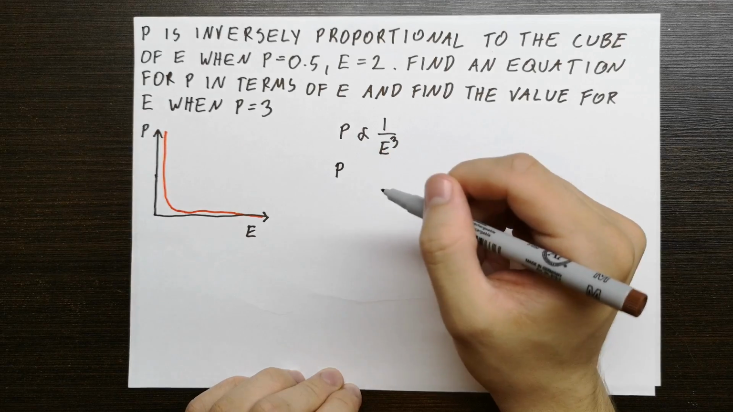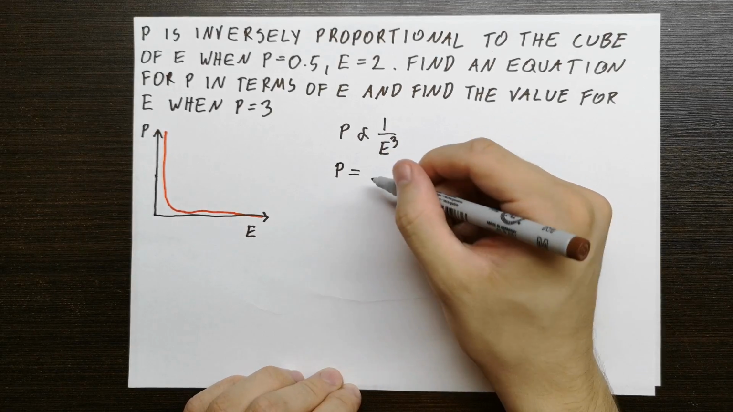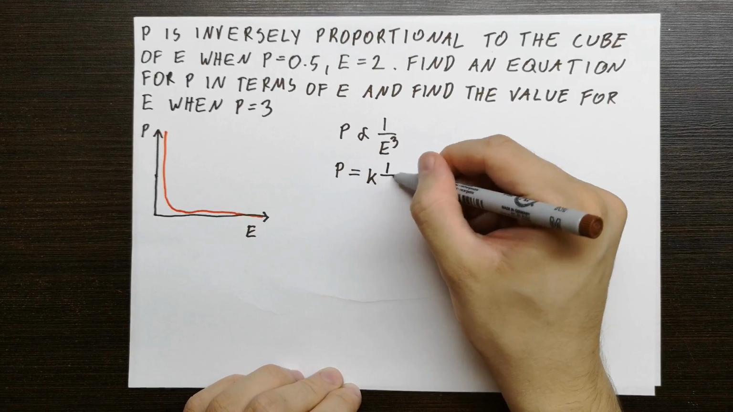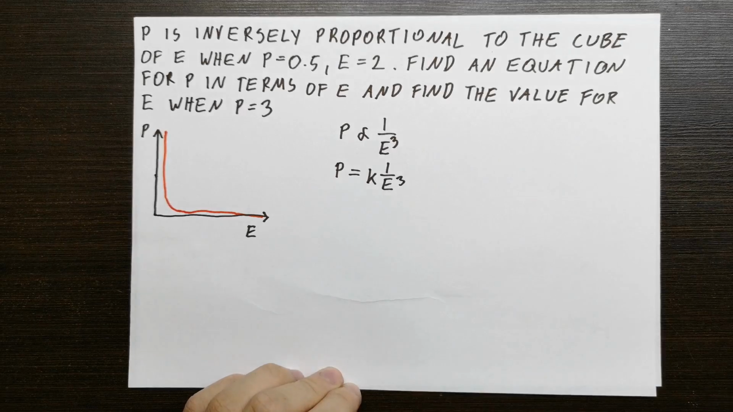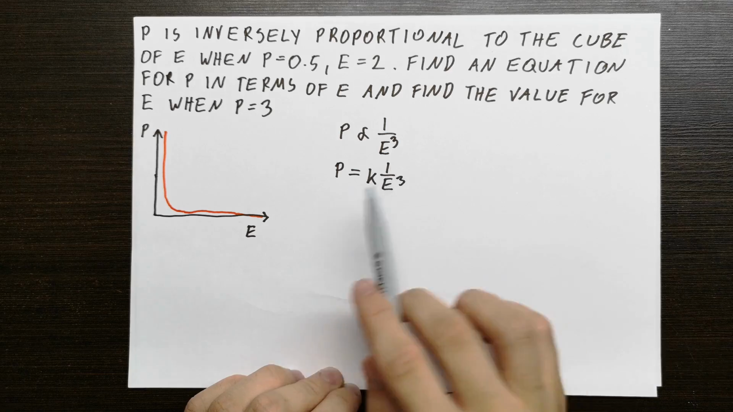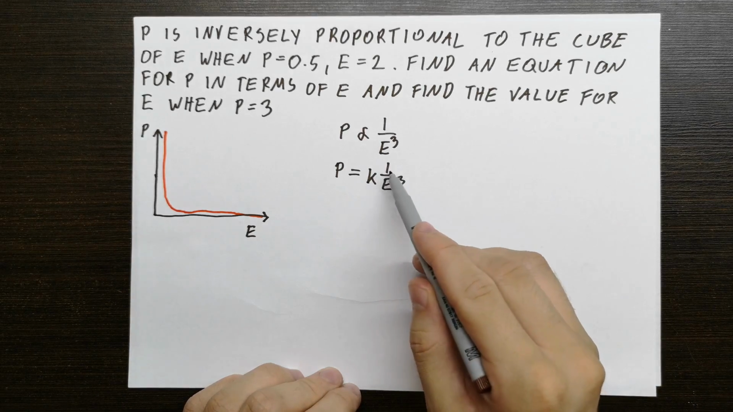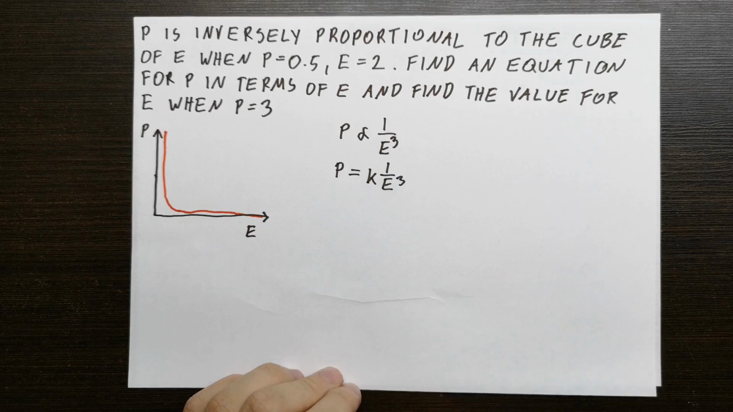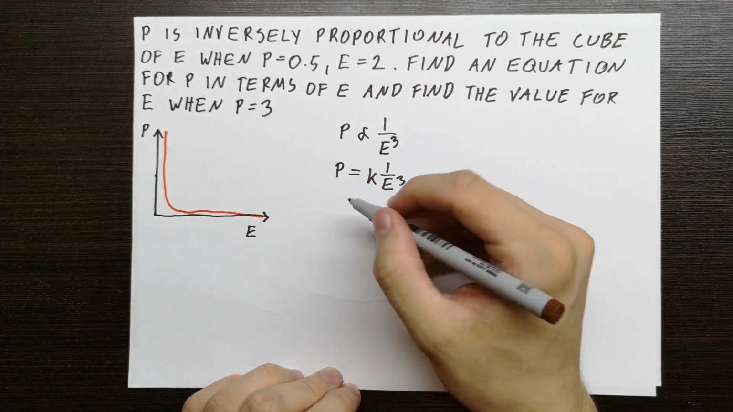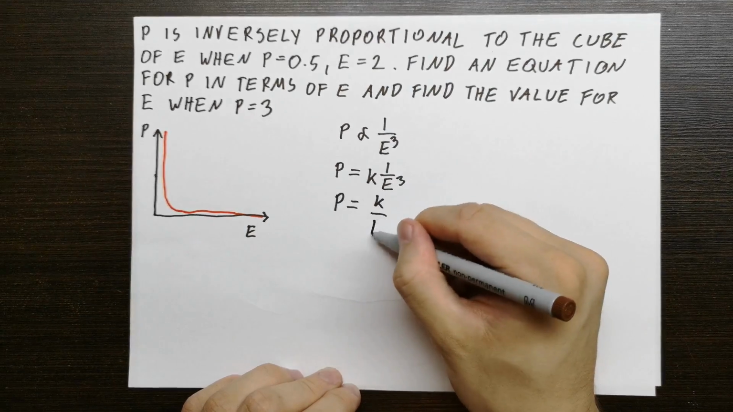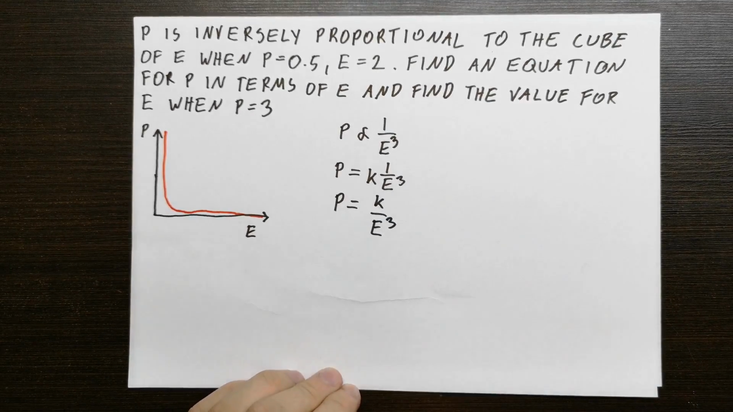Now, the second principle is, like before, just to form a proper equation. So P is equal to K, because we are adding a constant, times 1 over E cubed. As always, we are just multiplying this by a constant. Now, as I explained in the previous video, the shortcut here, because we have a numerator of 1, so that K will always be multiplied by 1, we might as well do it like so. P is equal to K divided by E cubed. That's all we have to do.